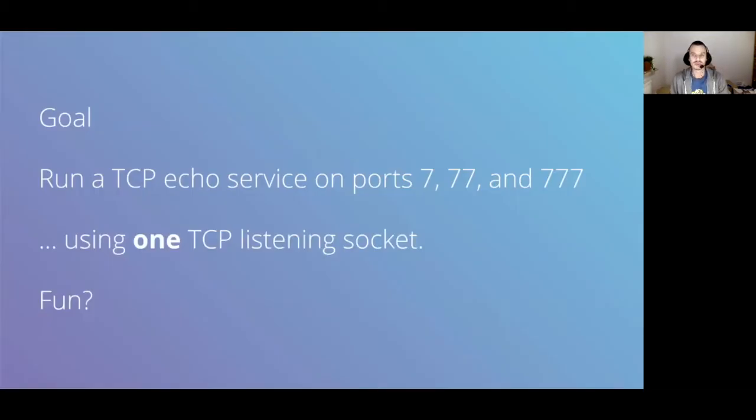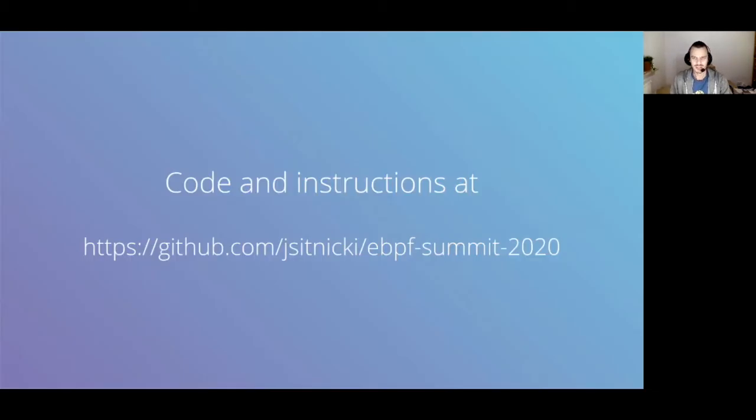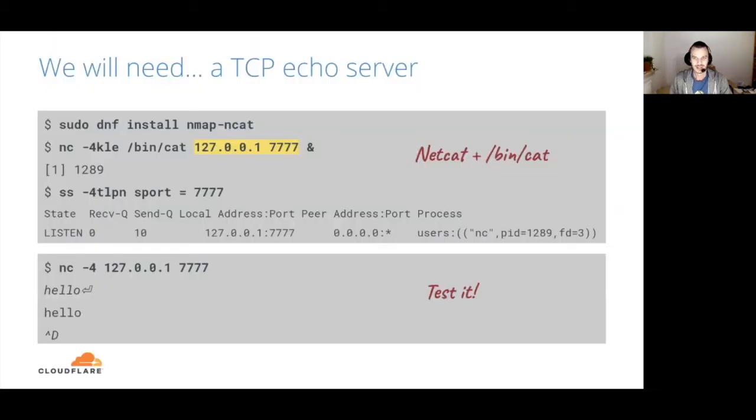So our goal for today is to deploy an echo service that will respond on 3 different ports but use just one TCP listening socket. We'll need a VM with at least 5.9 kernel, a BPF tool for that kernel version, as well as libbpf and kernel headers. This is going to be a speed run, so instructions and code for everything I show will also be on GitHub. First, we need an echo server.